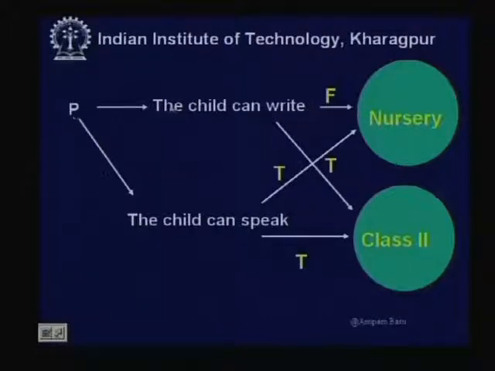When I interpret P as the child can write, and that is interpreted in the world nursery, then it evaluates to false. But when this is interpreted in the world class 2, that evaluates to true. Now, when P is interpreted as the child can speak, that can evaluate to true when interpreted in this world. Please note this statement, when interpreted in a particular world, that is very important, and this interpretation itself attributes the meaning or the semantics to the proposition. We will see a couple more examples.